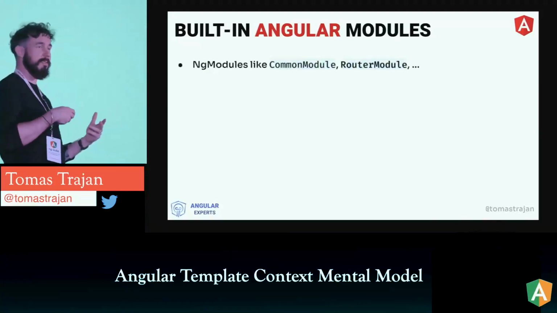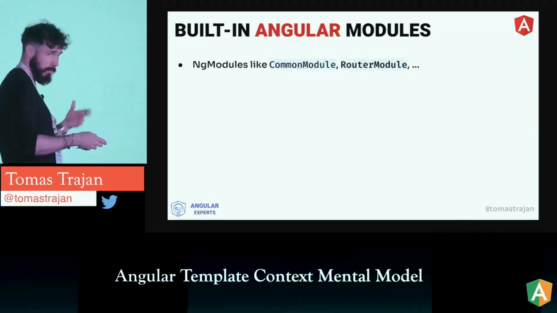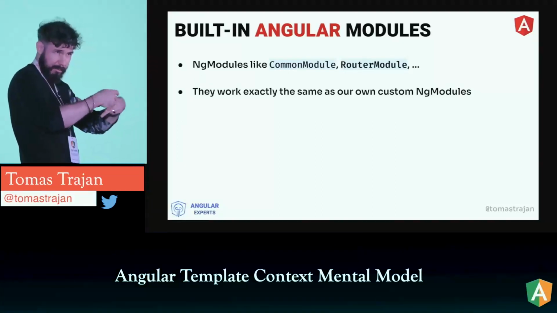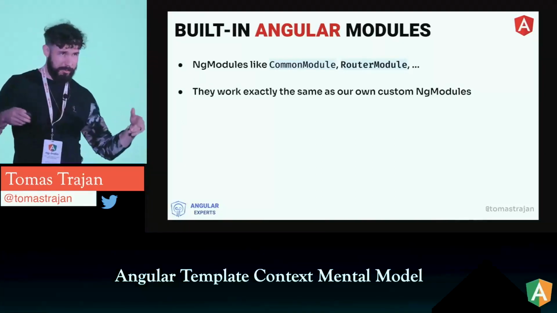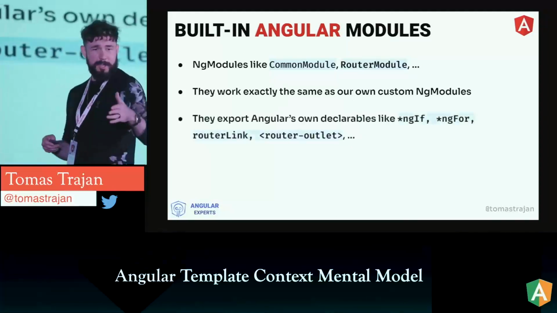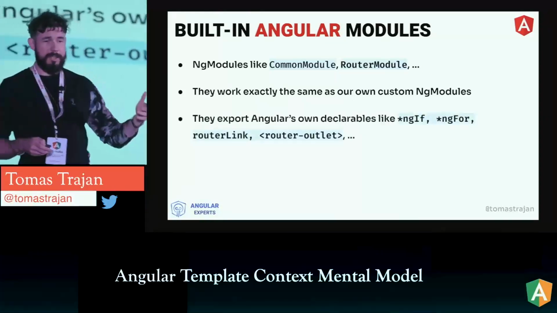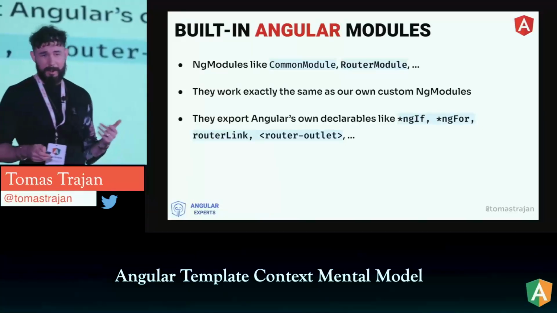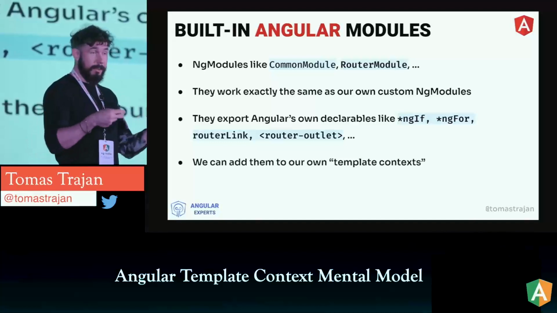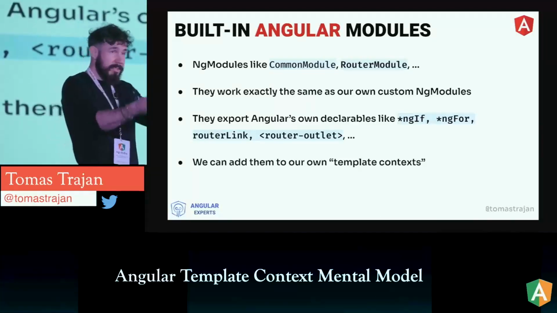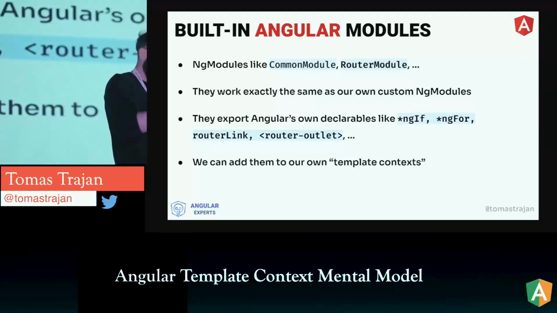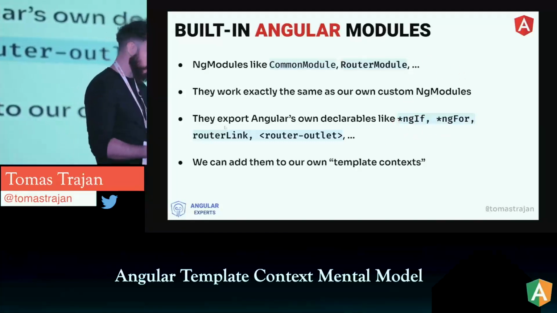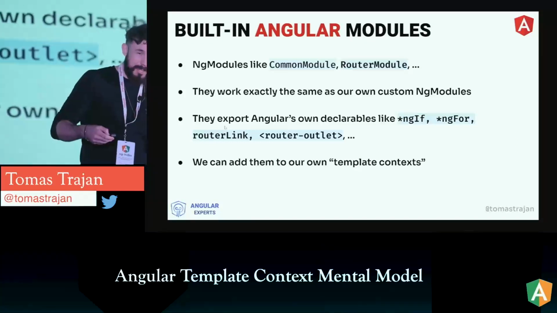So we are used to working with stuff like common module and router module and many others, and they work exactly the same as our own custom ngModules which we are writing for the features or for the shared. And they, for example, those two especially deliver stuff like ngIf, ngFor, router link directives, or router outlet component. And we can also add them exactly the same way, make them part of our own template context to be able to use those things like ngIf, ngFor, which they deliver, right? So the mechanism is exactly the same.